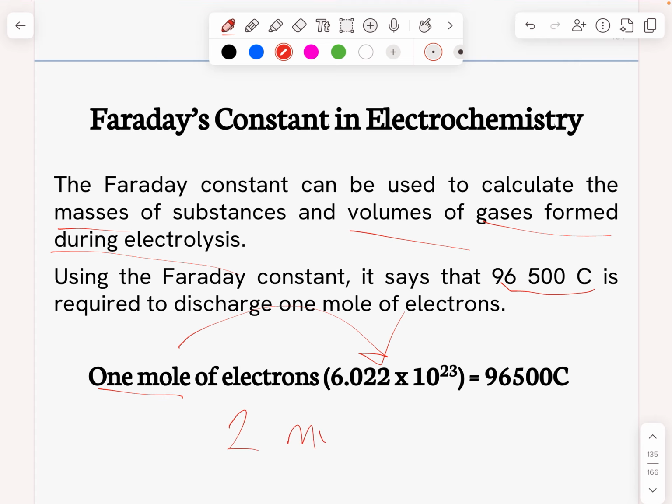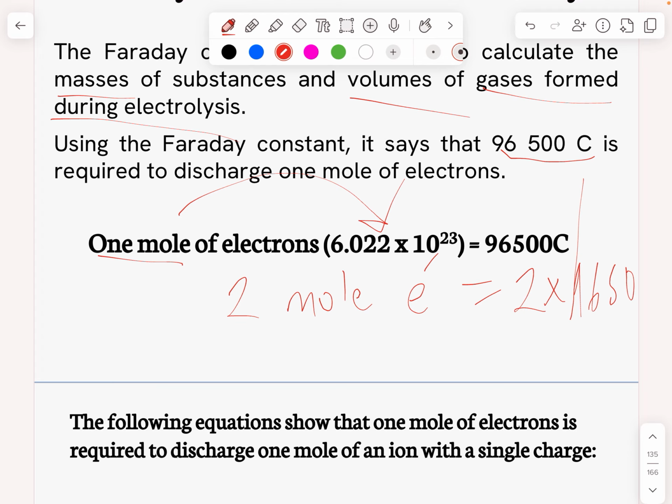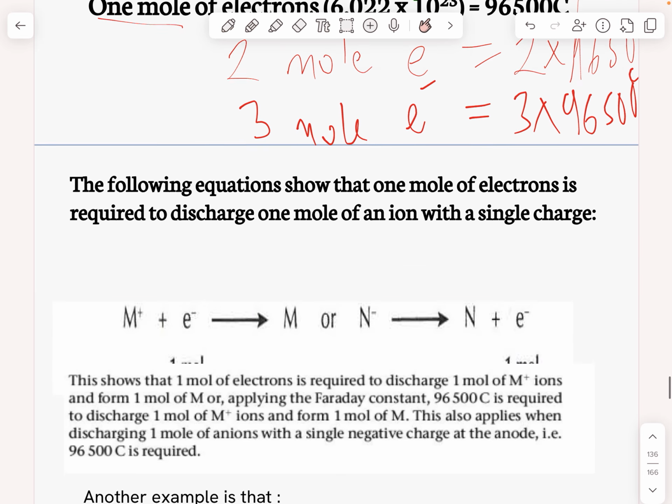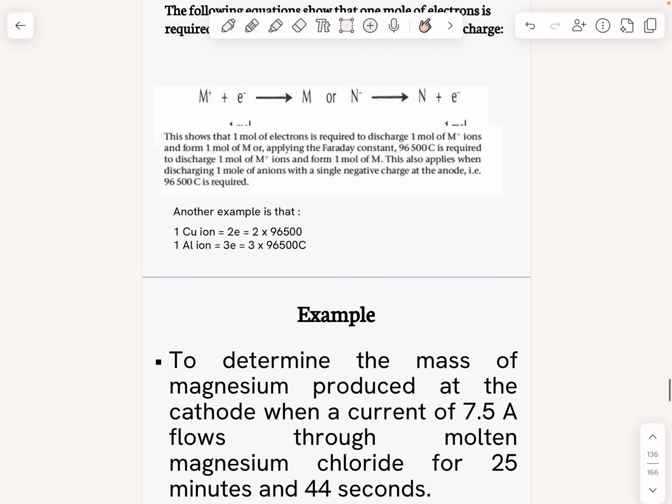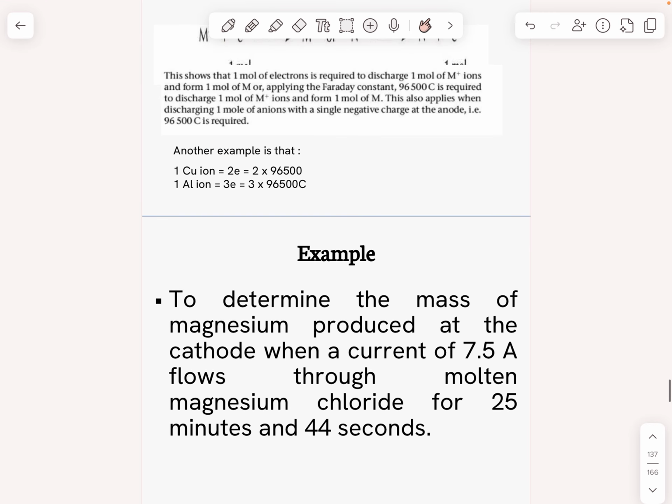If we had 2 moles of electrons, how do we calculate that? It is simply going to be 2 times 96,500 coulombs. If we had 3 moles of electrons, it's simply going to be 3 times Faraday's constant. Good, that's it. I don't know how I missed this before. Alright. And now we are going to look at our first question that deals with calculations in electrochemistry.